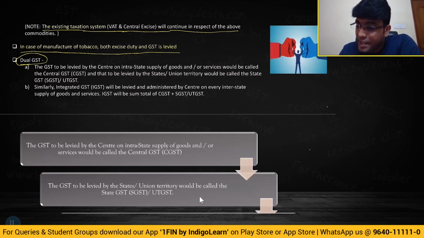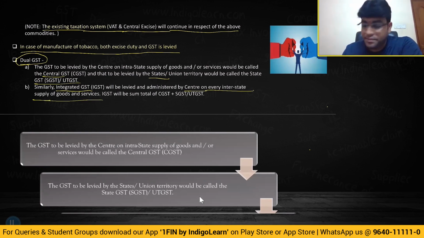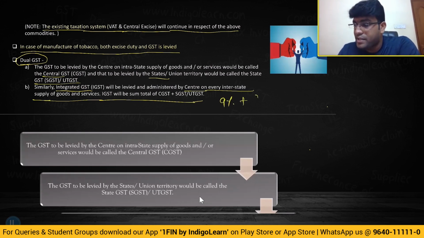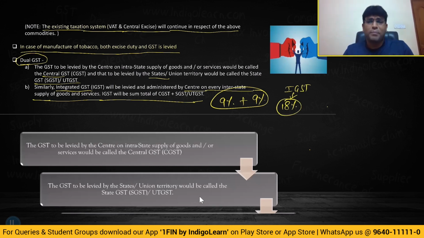GST to be levied by center on intra-state supply would be called central GST, and states also will levy SGST or UTGST. Already we know this. Similarly, IGST will be levied and administered by central on every interstate supply of goods and services. And IGST will be the sum total of CGST plus SGST. That's because if CGST is 9% and SGST is 9%, if it's an IGST transaction, we will directly charge 18%. That's a clear-cut point. I'm sure it makes sense, everybody.